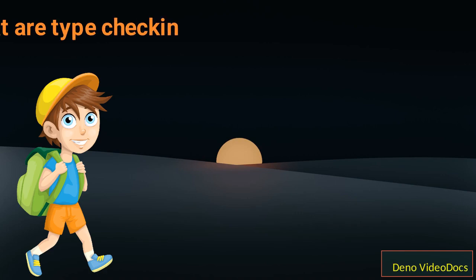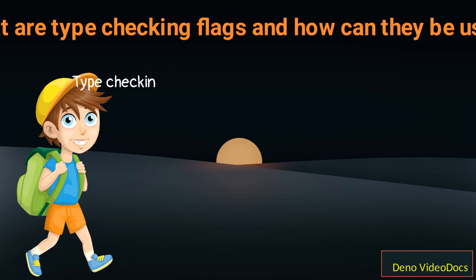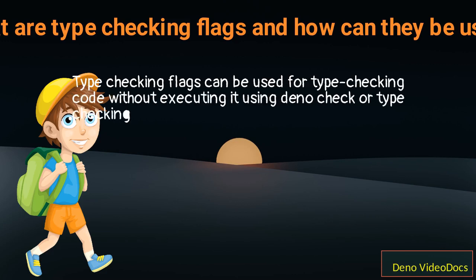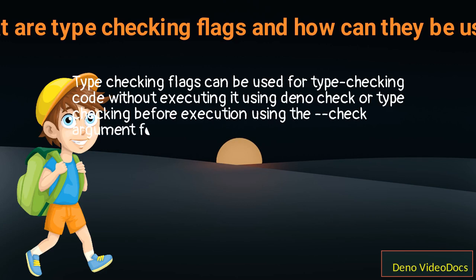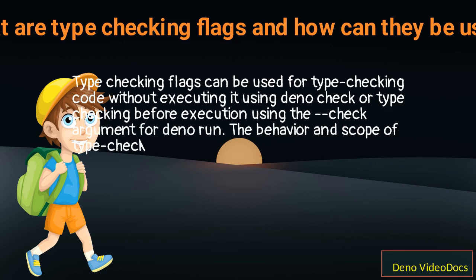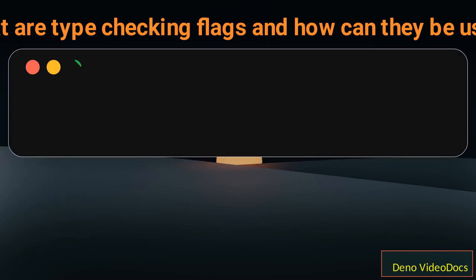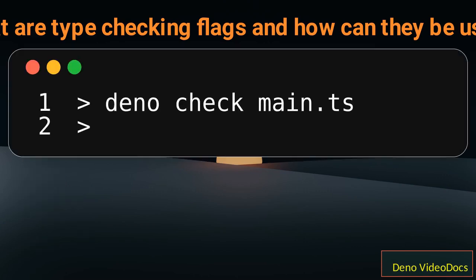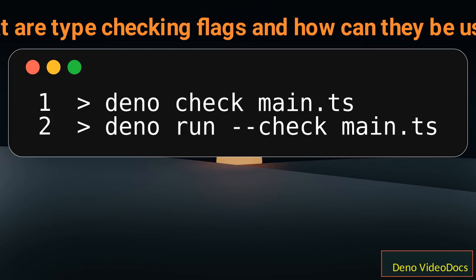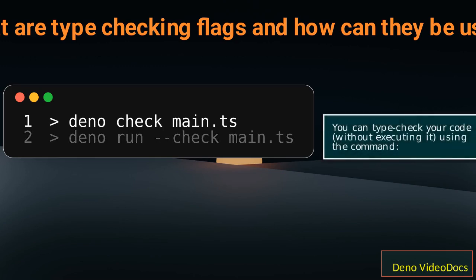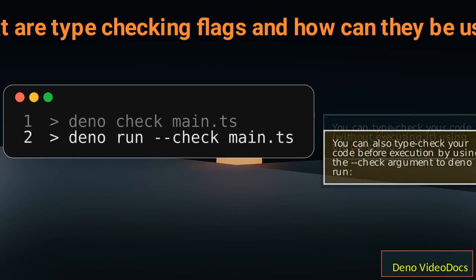What are type checking flags, and how can they be used? Type checking flags can be used for type checking code without executing it, using deno check, or type checking before execution, using the --check argument for deno run. The behavior and scope of type checking depend on the subcommand used. You can type check your code without executing it using the command. You can also type check your code before execution by using the --check argument to deno run.